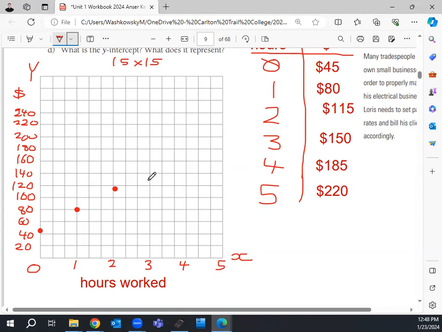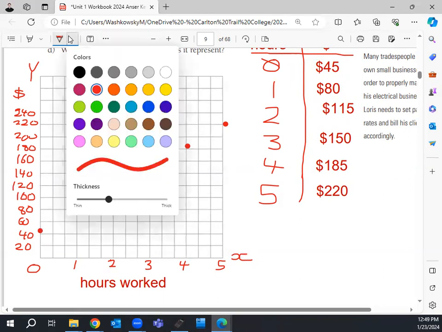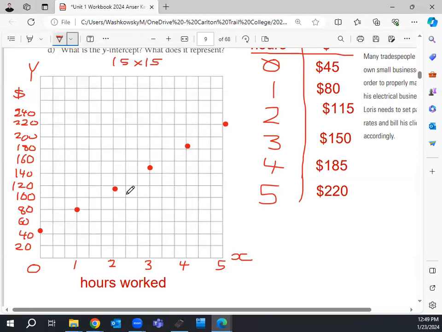At 3 hours, it's 150. At 4, it's 185. And then at 5 hours, it's 220. So all I've done is I plotted my points. And if you've done it right, you can just look at this. You can already tell that a nice straight line is going to fit through that. If it's not going to fit through that really nicely, then you're going to know that, oh, I put a point somewhere wrong, and that's fine. Just quickly erase it, fix it. Everyone makes mistakes with this stuff. So I'm just going to connect my points now.